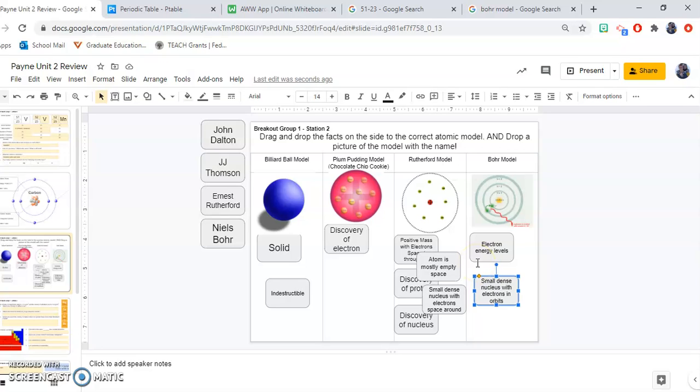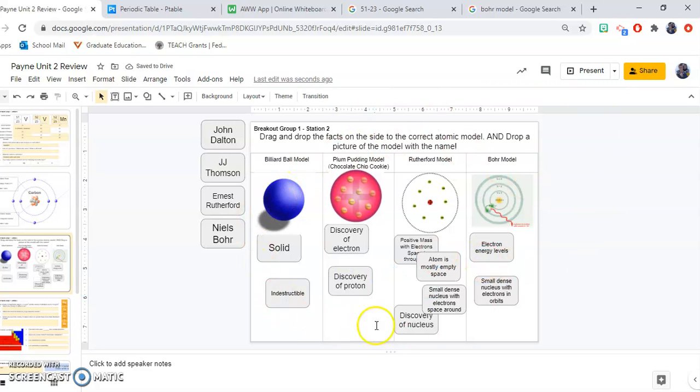So, if you guys have any other questions, let me know. This is pretty simple. I accidentally misplaced that one. But if we go ahead and check this out, right? These are our different models. The important thing is that you remember what they look like. What does the chocolate chip cookie model look like compared to the billiard ball or the Rutherford or the Bohr model? I really think you guys are going to do great on this on the test.